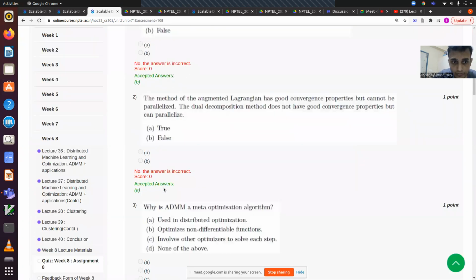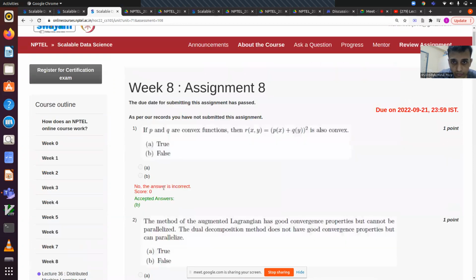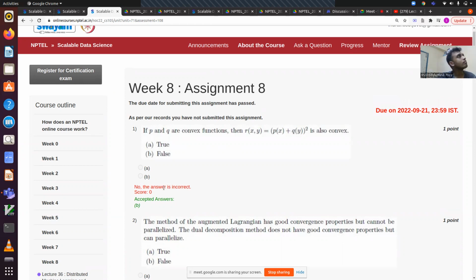Okay. Sir, first question, please. P and Q are convex. Then (P plus Q) whole square is also convex. I said true, and it's also true, sir.